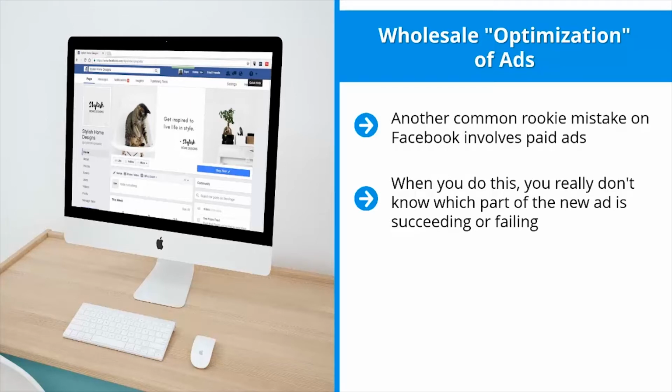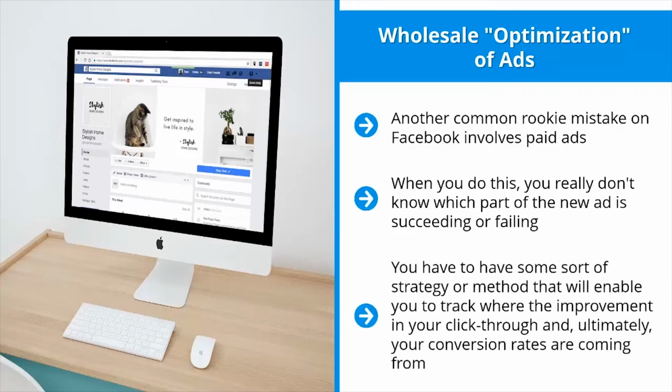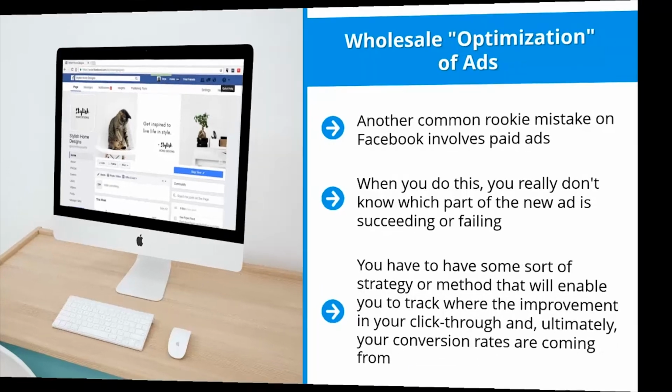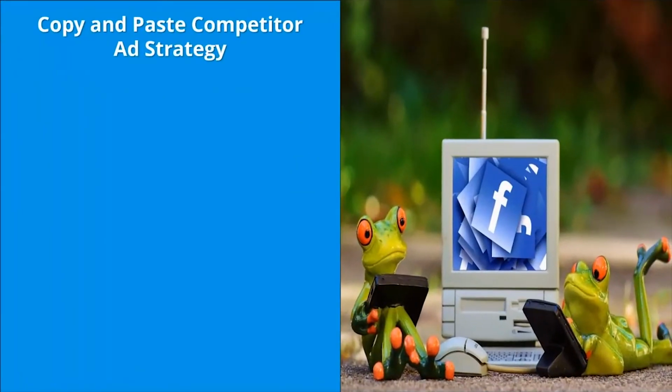If your ad's performance improves, you don't know what caused the improvement. You have to have some sort of strategy or method that will enable you to track where the improvement in your click-through and, ultimately, your conversion rates are coming from. Simply swapping out ads in total or in whole doesn't really give you the data that you need to make effective decisions.